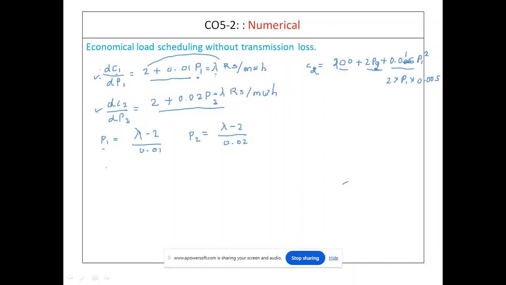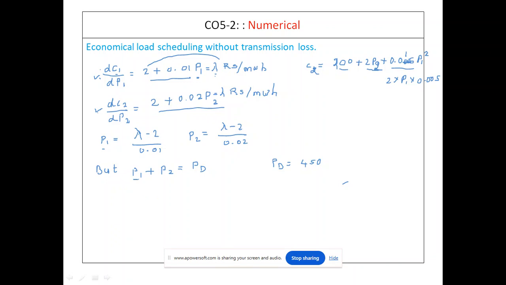Now we will apply the constraint function. What is the constraint function? The generations should be equal to the load, so P1 plus P2 should be equal to PD. The load they have given, the PD value, is 450 megawatt.